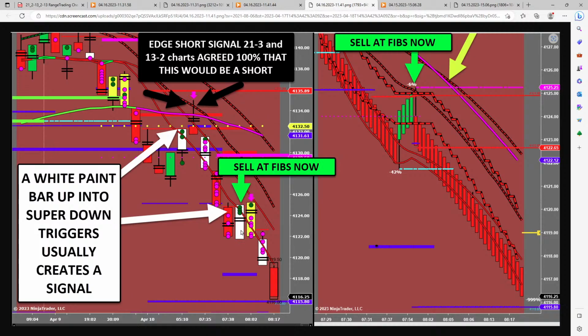The next one is a white paint bar up into very down triggers, but it also has a trend trade on the 5-1 chart. So again, if you see a white paint bar up and you're not already short thinking that you're going to make it to the mid band, you probably might not. Anyway, depending on where the 5-1 chart is, right? Is everybody okay with this one? Sell at the fibs. When the triggers are down really strong, you'll probably make more money.